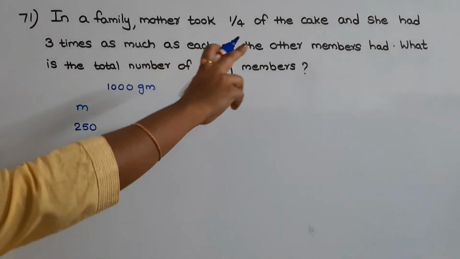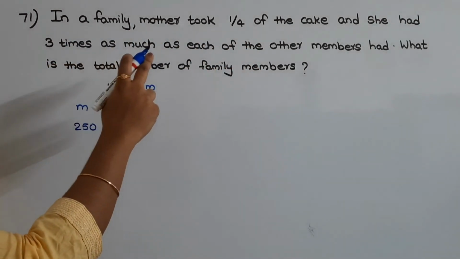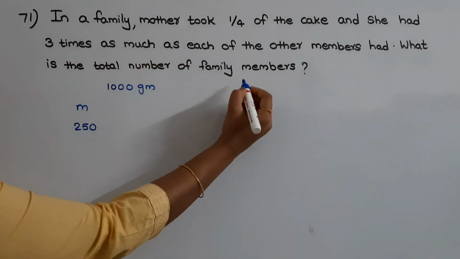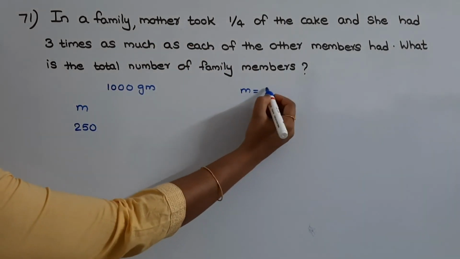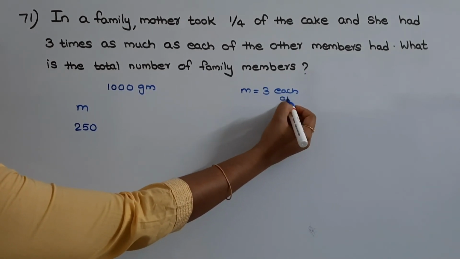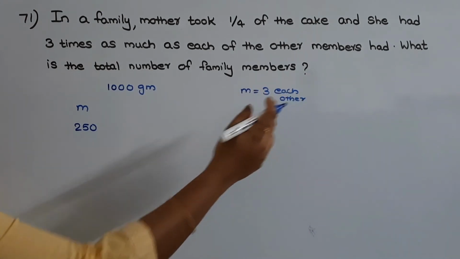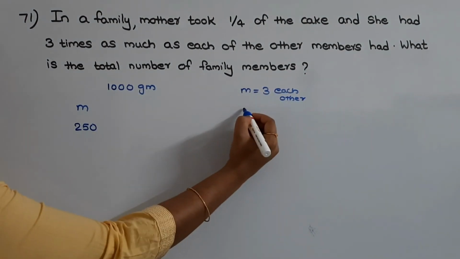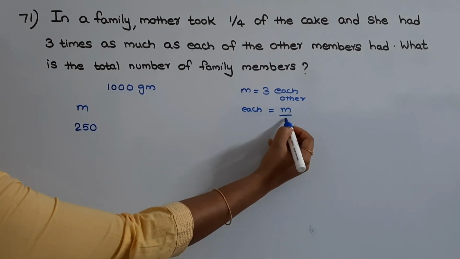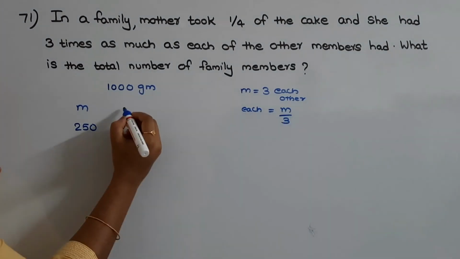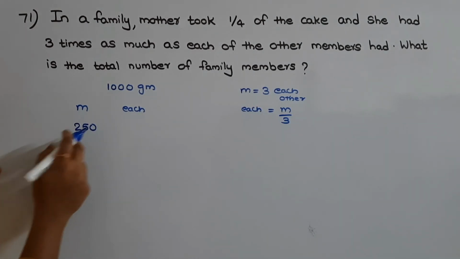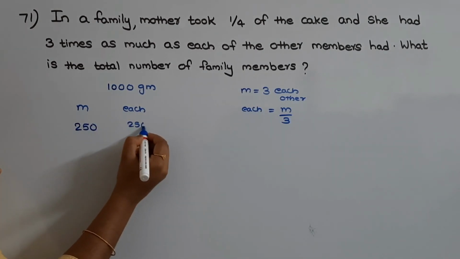Okay. Then they are telling that she had 3 times as much as that of each other member had. They are telling that mother had eaten 3 times as that of each other member had. Okay. Then what would have been eaten by each other member? Each other member would have eaten whatever mother had eaten divided by 3. Okay. So each other member had eaten m by 3. Mother had eaten 250. That is 250 by 3.